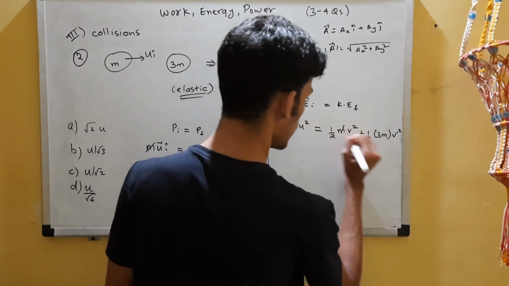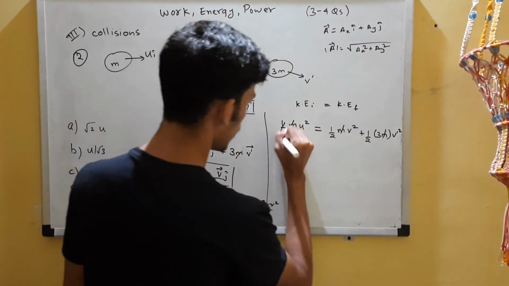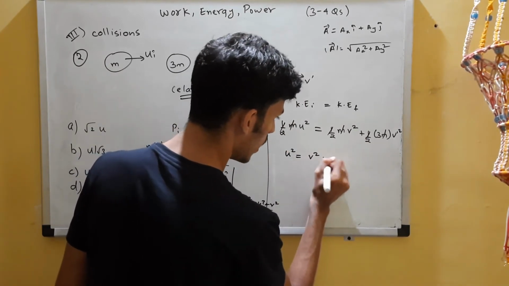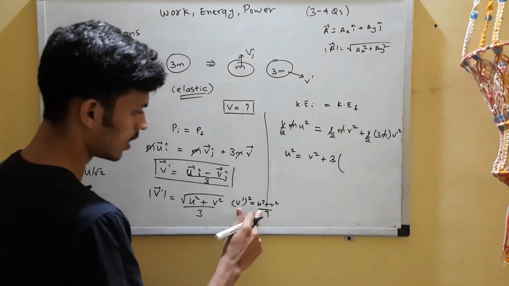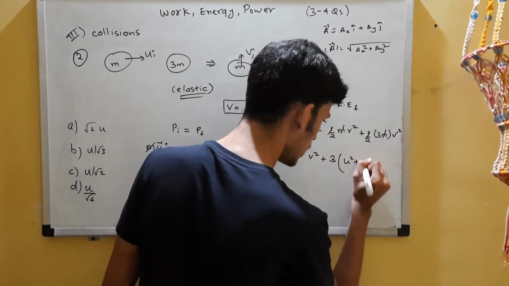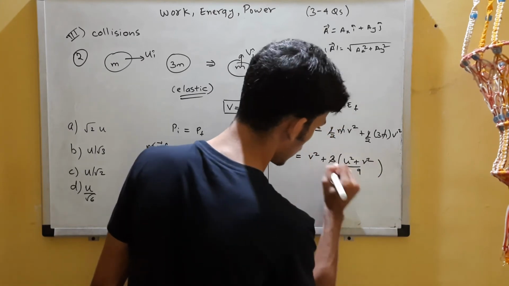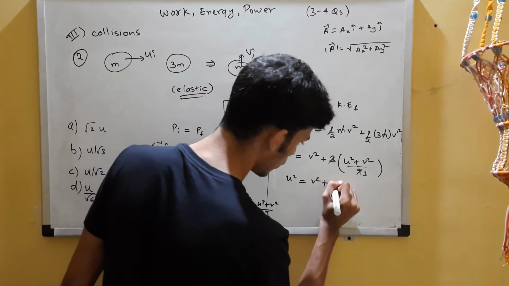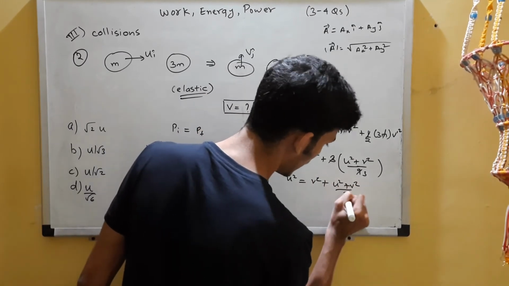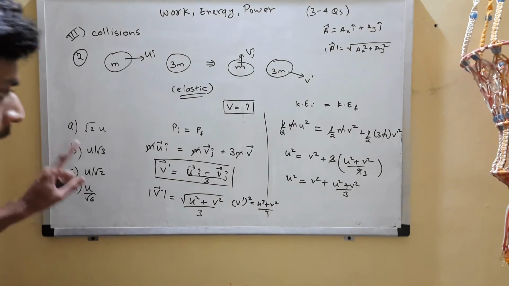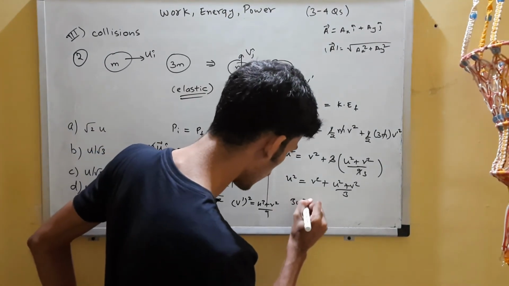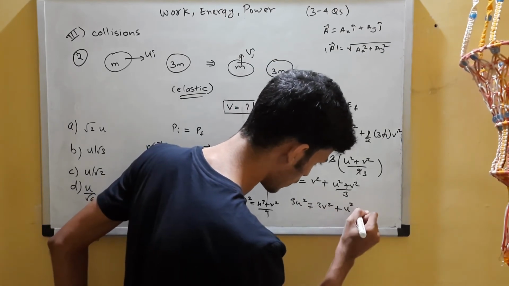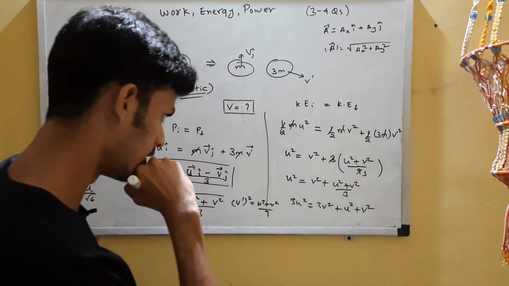Here you can cancel m throughout, and you can also cancel half, so you'll be left with u square is equal to v square plus 3 into v dash square, which is u square plus v square divided by 9. So this 3 and this 9 can get cancelled as 3. So u square equals v square plus u square plus v square by 3. Just solve this and you'll have your answer. So this becomes 3u square is equal to 3v square plus u square plus v square.